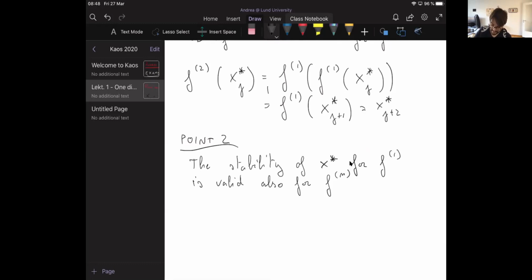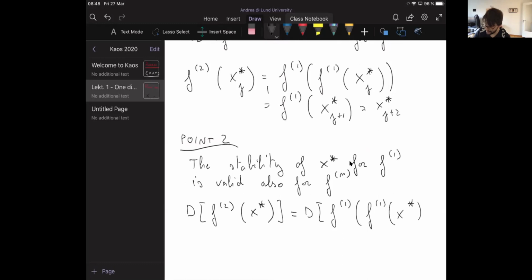But this is by induction. So this is very easy to demonstrate for F2. So we'll do it like this. The derivative for F2 is equal to the derivative for F1 of F1. Okay, this is because of the definition of the second return map.